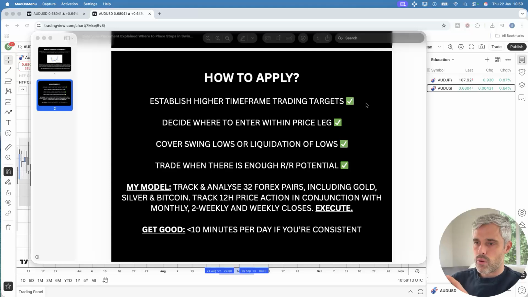I have a lot more content like this, looking at specifically swing trading, and I'm going to create courses that look at the lower time frames.